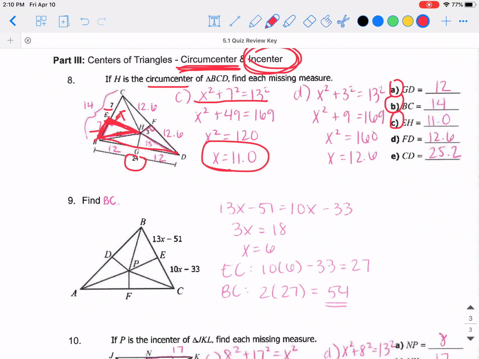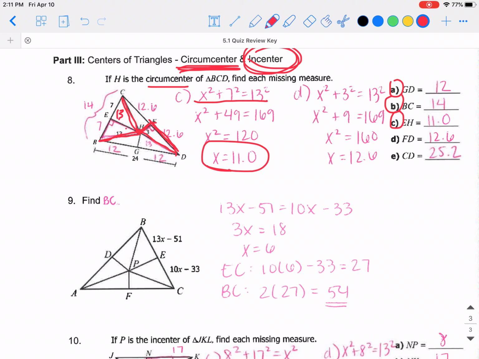So that's C. For D, let's erase some of this so it's easier to see. For D, we're trying to find FD. FD is this piece of our side here. We know that HF is 3, and we know that HD is 13 because from the circumcenter to each of our vertices is the same length. So if BH is 13, that means CH is also 13, and HD is 13.